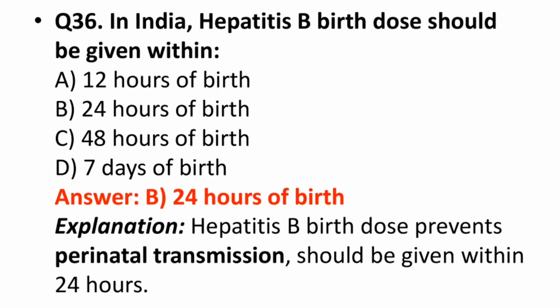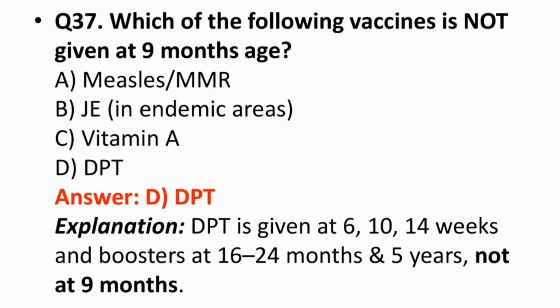The correct answer is option B, 24 hours of birth. Hepatitis B birth dose prevents perinatal transmission and should be given within 24 hours.